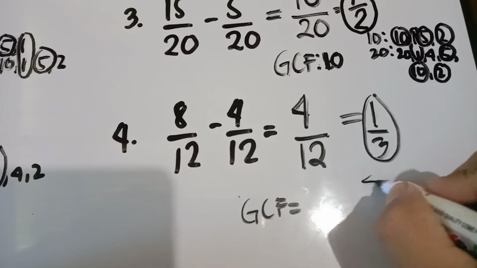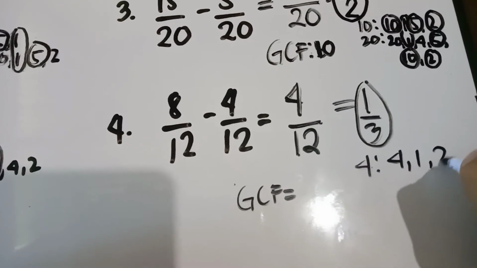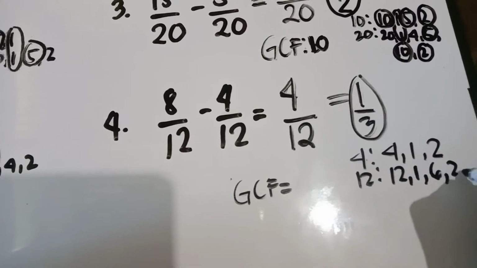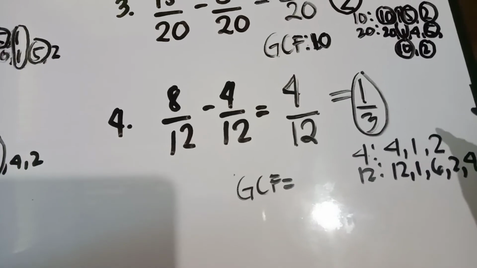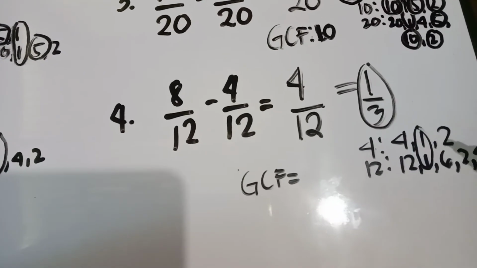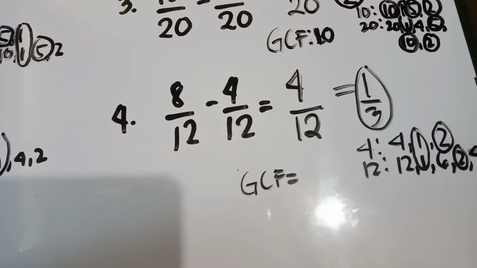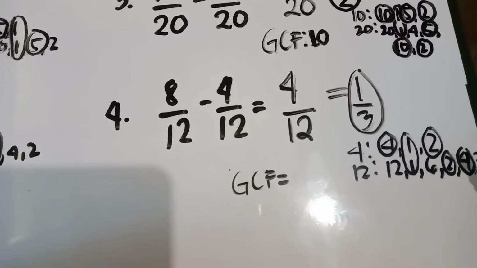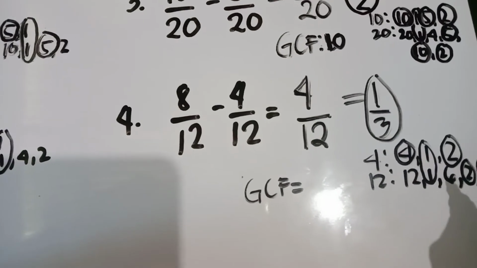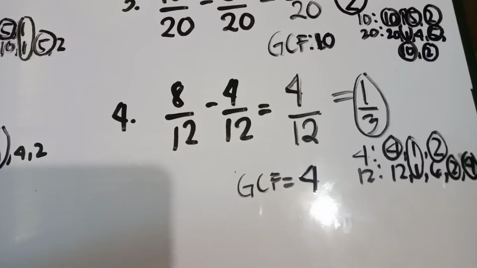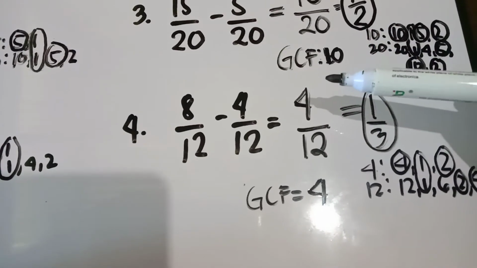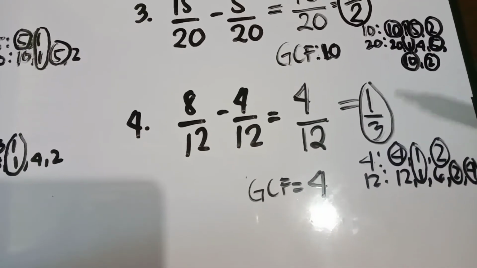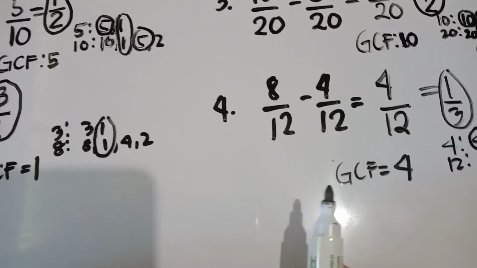Okay, so factors of 4, 4 times 1, 2 times 2. How about 12? Okay, factors of 12, 12 and 1, 6 and 2, 4 and 3. Okay, let's find the common factors. So 1 is a common factor, 2 is a common factor also. The same with 4. 4 is a common factor. And out of those common factors that we have, we are going to select the greatest common factor. So 4 is the greatest common factor. Okay, so we are going to divide both numbers by 4. 4 divided by 4, that is equal to 1. 12 divided by 4, that is equal to 3.